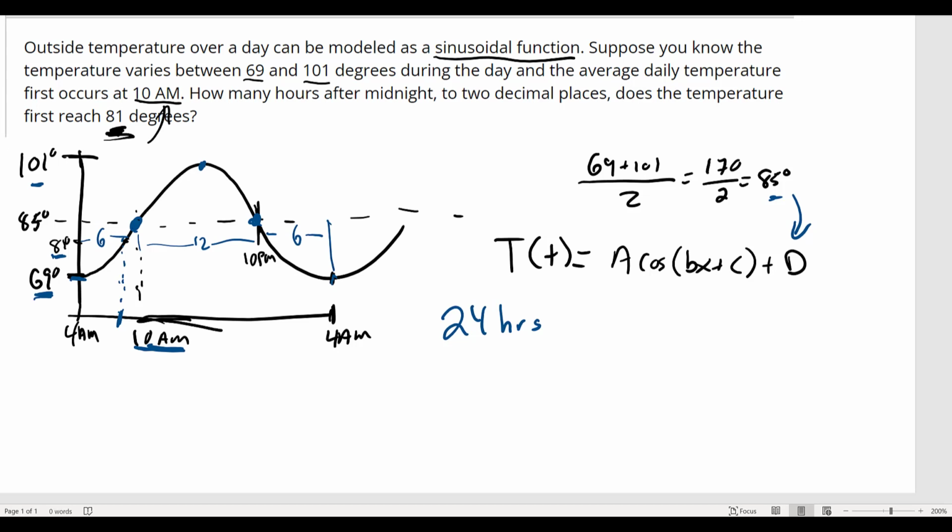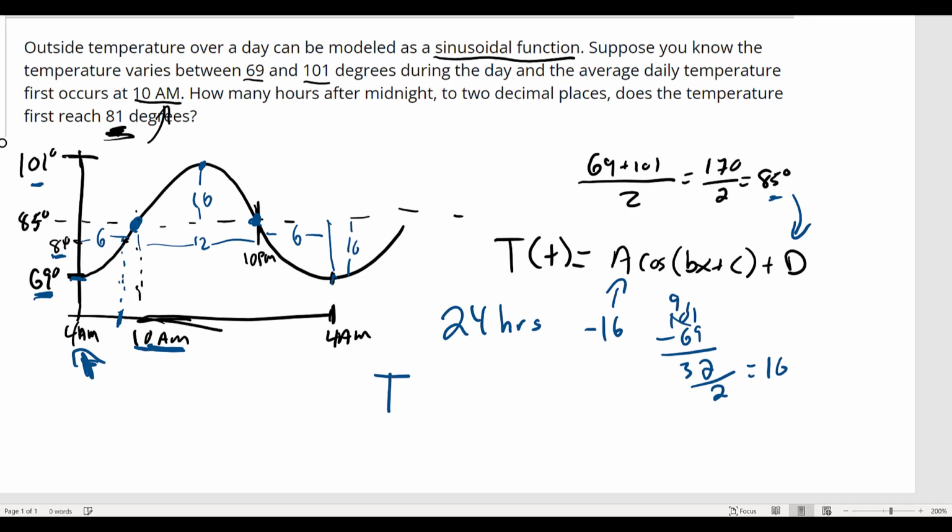Now, a couple other things we are going to look at would be the amplitude here. Let's think about what we have. We have 101 minus 69. That's 32. If I divide 32 by 2, we get 16. So it's 16 degrees above that center line and 16 degrees below that center line. So that means our A is going to be 16. And the fact that it starts down low, at the bottom end, and goes up and comes back down, we're going to go with a negative 16.